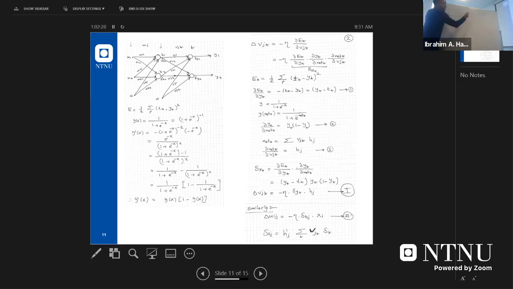If you want to adjust omega, I want to get partial net by partial w.